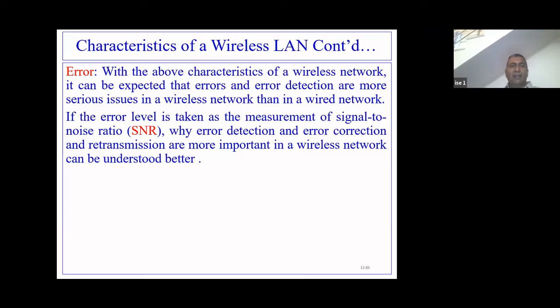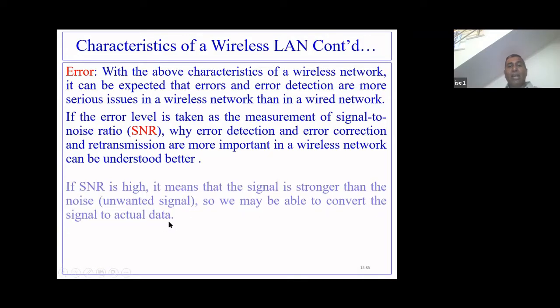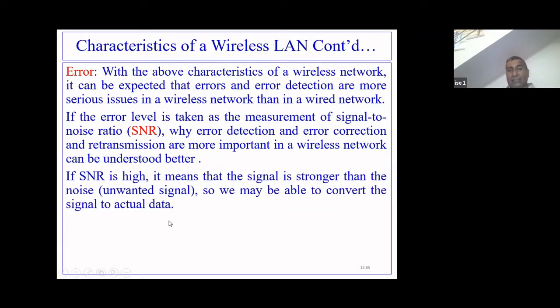So there you got the idea. If signal strength is more and noise is less, if the signal to noise ratio is high, it indicates that signal strength is very good and noise is very low. Then only the signal to noise ratio will be very high, and in that case, it is easy to construct the actual data.